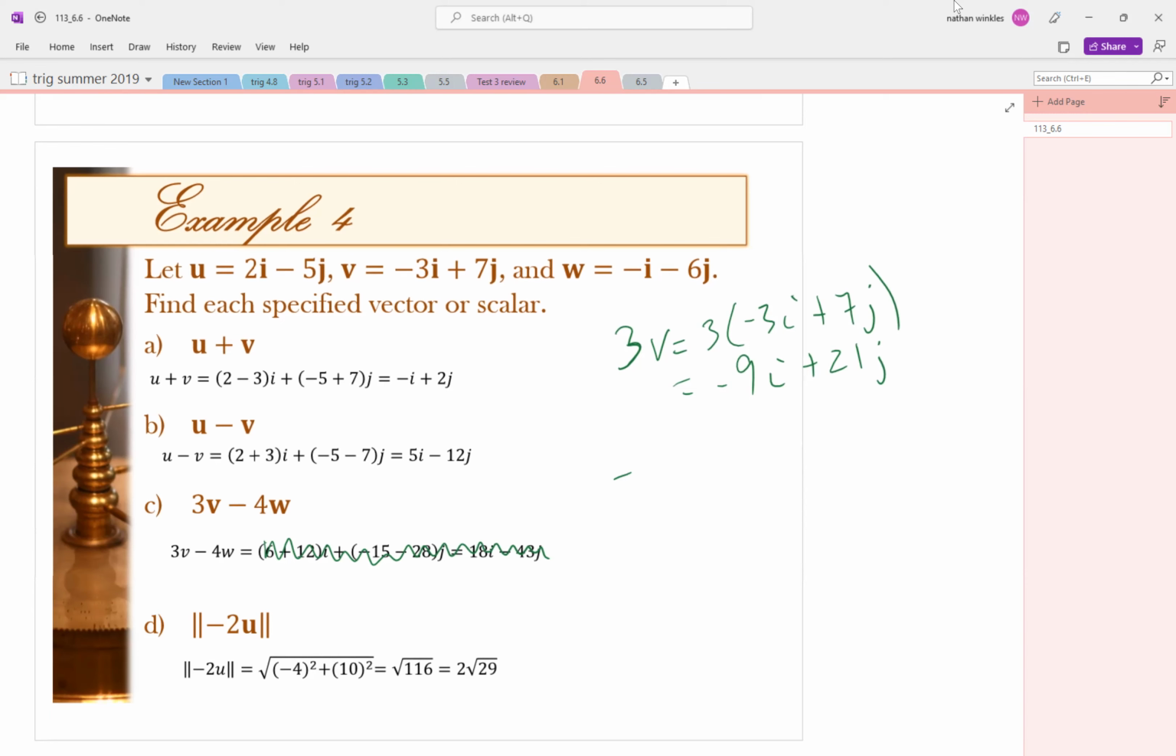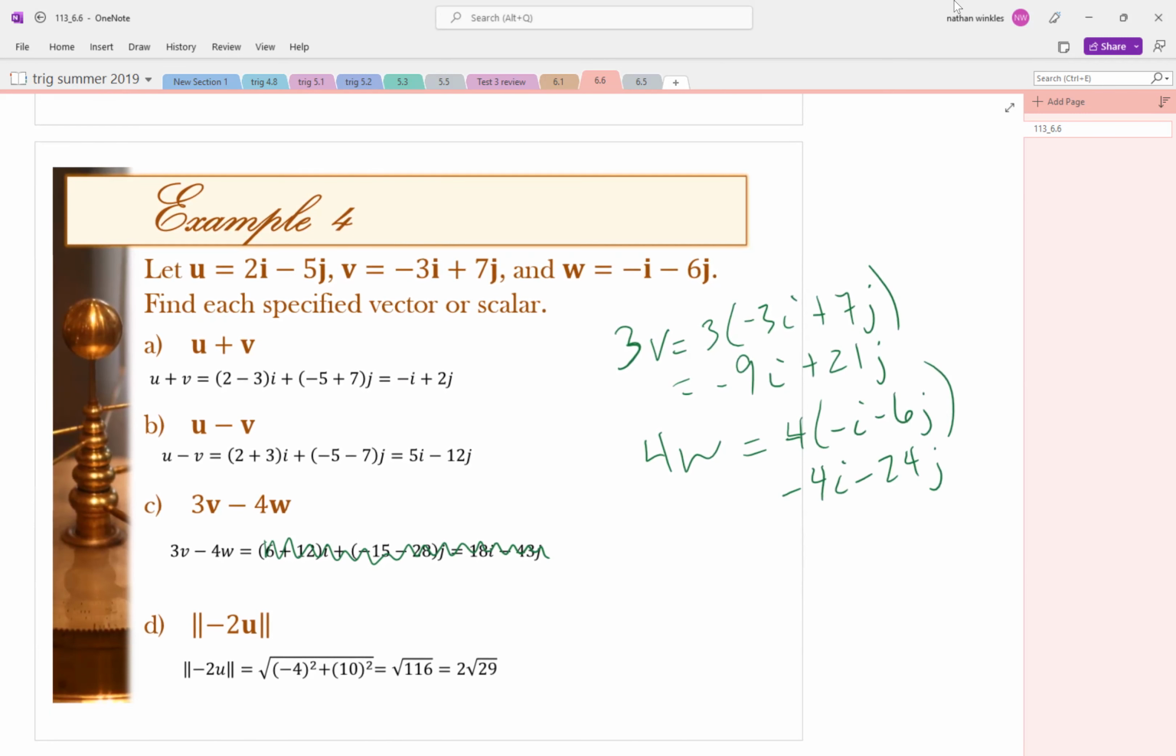Minus, well, we'll just do 4w. So 4w is 4 times -i minus 6j. So minus 4i minus 24j.